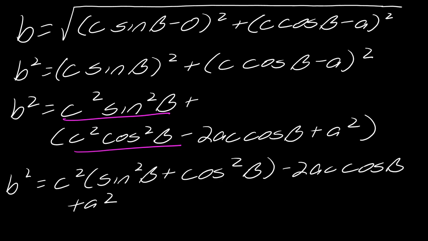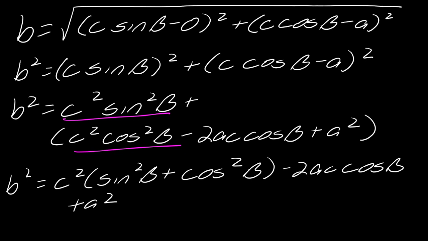So what I'm going to do is basically that. These both have a c squared attached to them, so I'm going to factor out the c squared, and I'm left with this. And then I have the rest of this stuff: 2ac cosine b plus a squared.